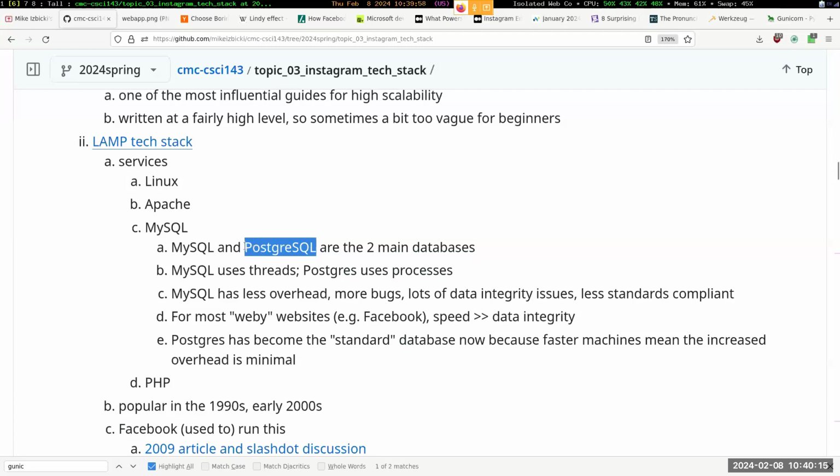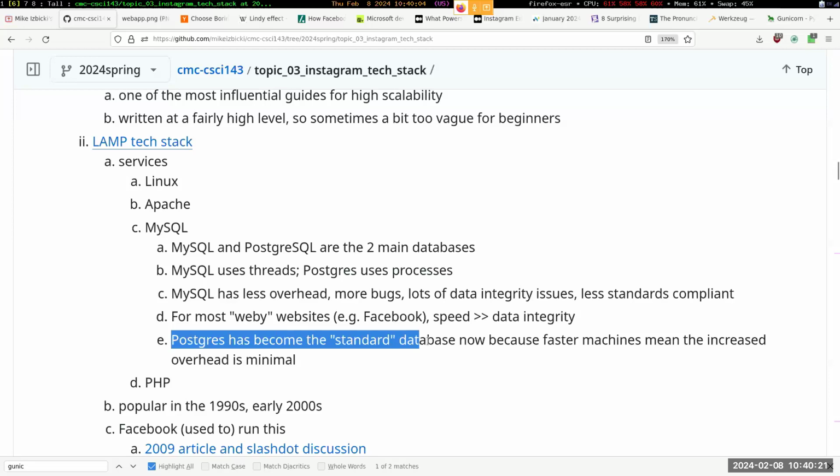And so these days, even though Postgres is slower, machines are so much faster that Postgres is now becoming sort of the standard database that everybody's using. And again, Instagram is based off of Postgres. So if somebody's ever questioning you, like, why would you use Postgres? An easy answer is that if it's good enough for Instagram, it's good enough for me.